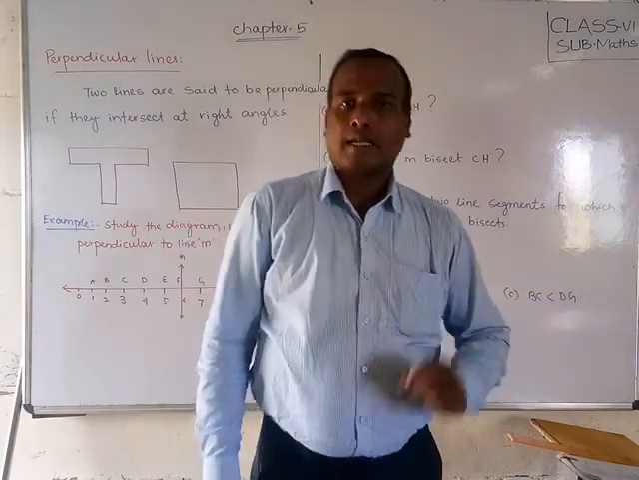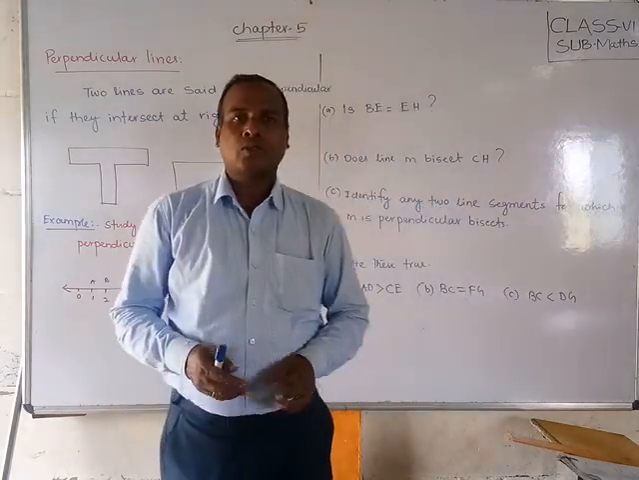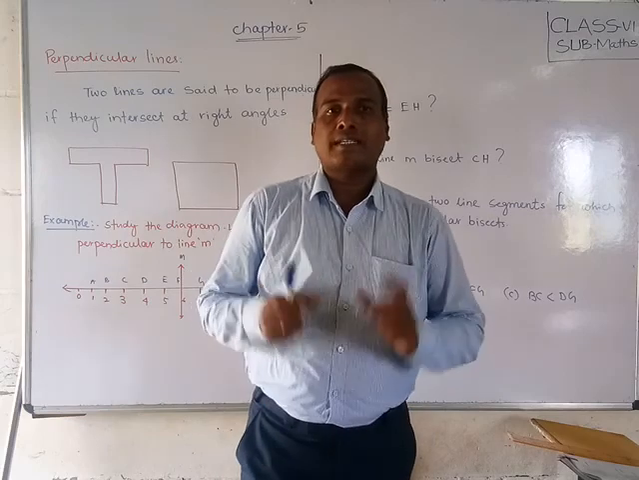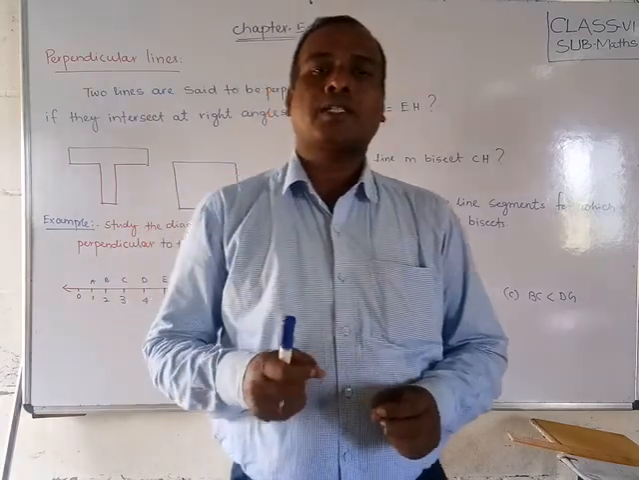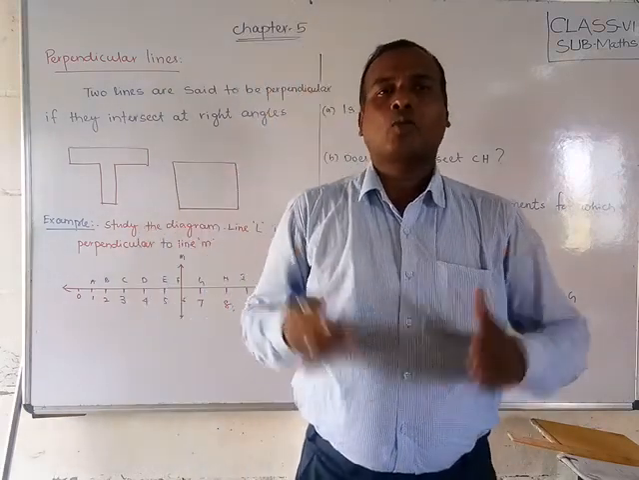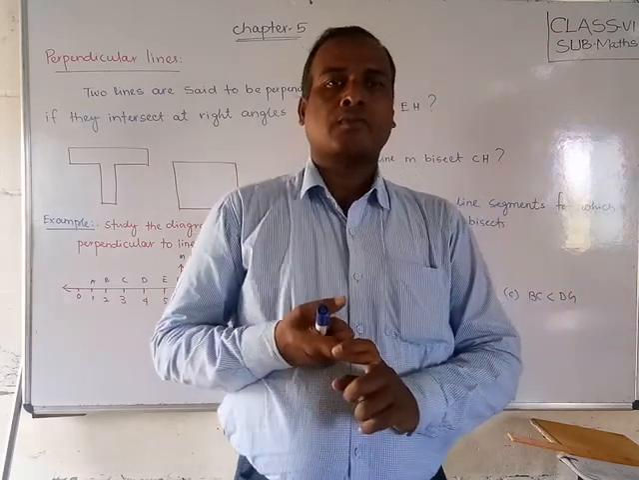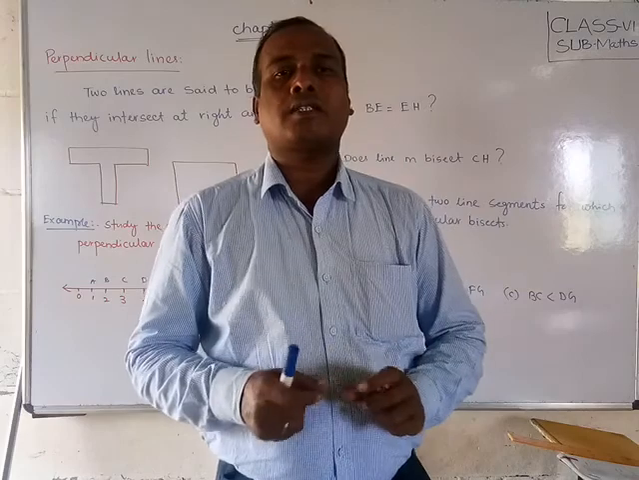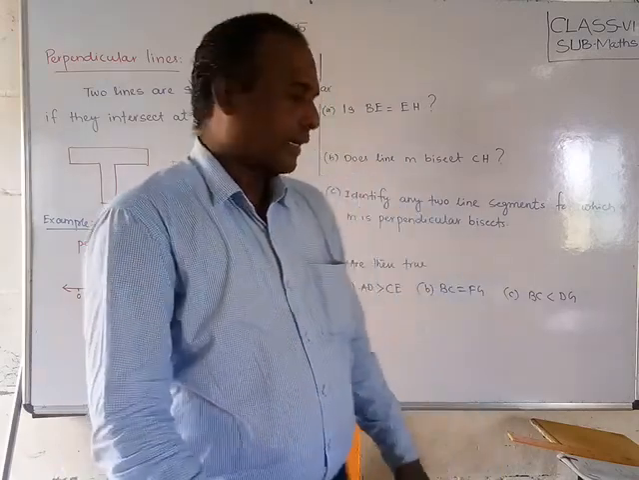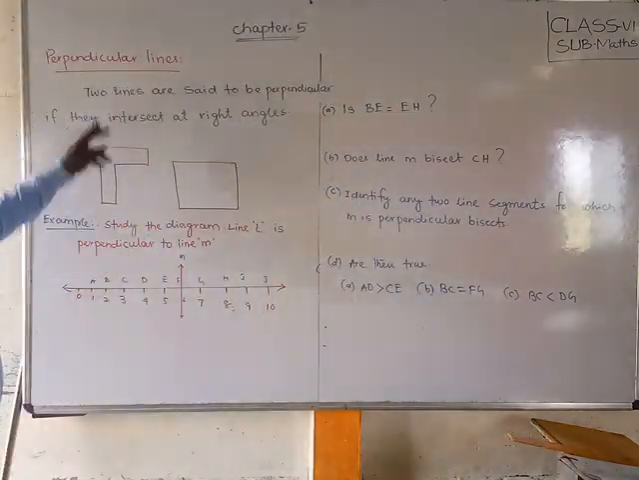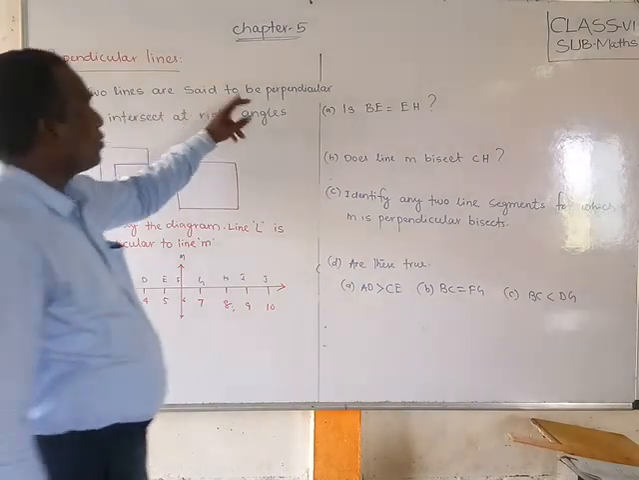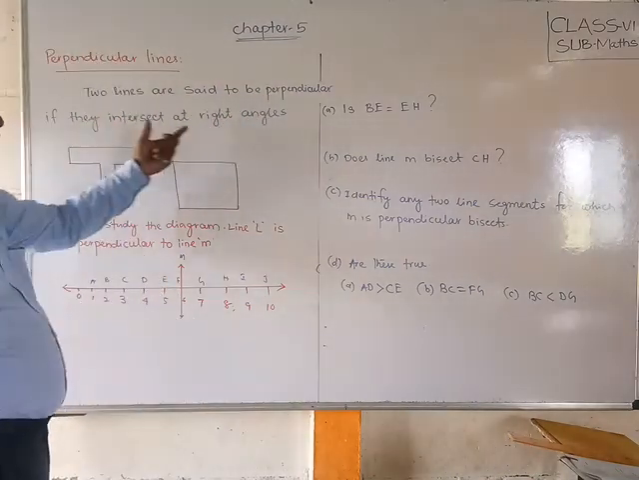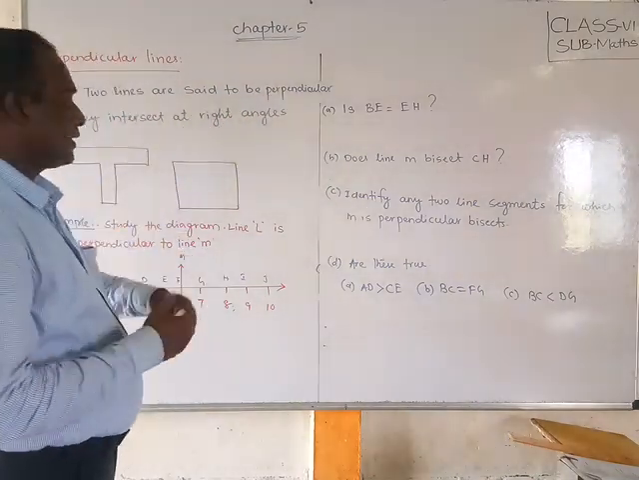Students, perpendicular angles, what is that? 90 degrees. Yes or no? One right angle or perpendicular angle means 90 degrees. If two lines intersect at a point at 90 degrees, then that angle is called a perpendicular angle. Two lines are said to be perpendicular if they intersect at a right angle. Right angle means 90 degrees.